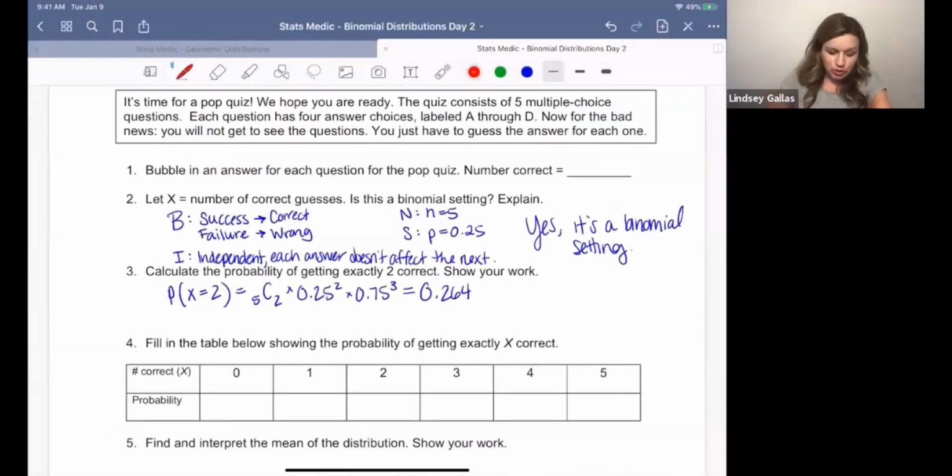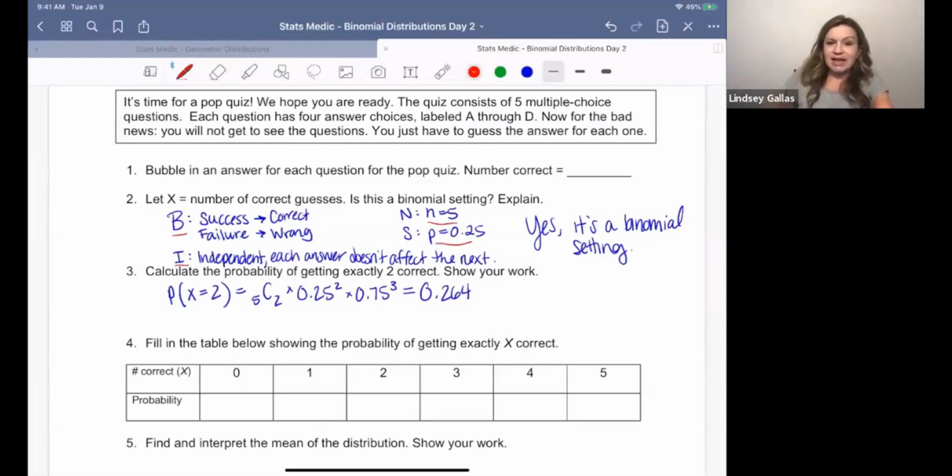All right, so let's start with number 2. In the previous lesson, we talked about the way we determine if a setting is binomial is by checking BINS. So the first part, B, is for binary, meaning the only 2 outcomes are success and failure. So in this case, you want to say what those would be, which would be getting the question right or getting the question wrong. I, independent, I would say this is independent. Each answer doesn't affect the next one. For N, we're giving the number of trials, which in this case is 5. And then S is for same probability. In this case, the probability of getting it correct would be 0.25 because it's 1 out of 4 chances. So yes, this is a binomial setting.